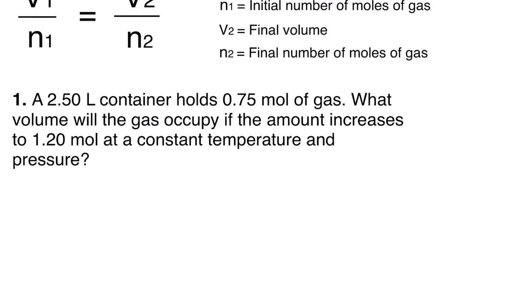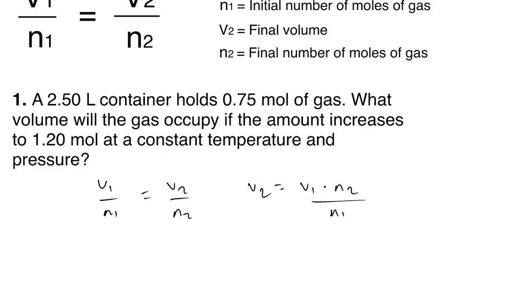A 2.5 liter container holds 0.75 moles of gas. What volume will the gas occupy if the amount increases to 1.2 moles at a constant temperature and pressure? Firstly, let's write out our equation. V1 over N1 is equal to V2 over N2. And we want to isolate for V2 since we're looking for the final volume. So V2, or the final volume, is equal to V1 times N2 over N1.